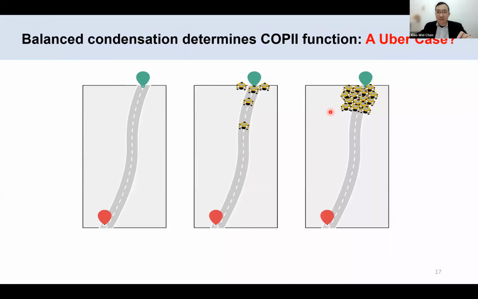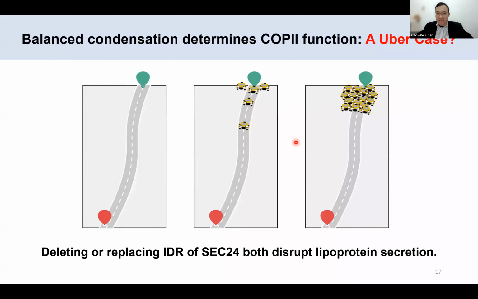So consistent with these analogies, when we delete the IDRs of Sec24 to prevent condensation, or replace the endogenous one with an IDR that's prone to overcondensation, in both cases these mutants would disrupt lipoprotein trafficking. However, we do know that this is not enough. We need to find a regulation to demonstrate the physiological relevance for all these mechanisms, all this modeling. And the regulation actually came from a very unexpected angle of viral infection.